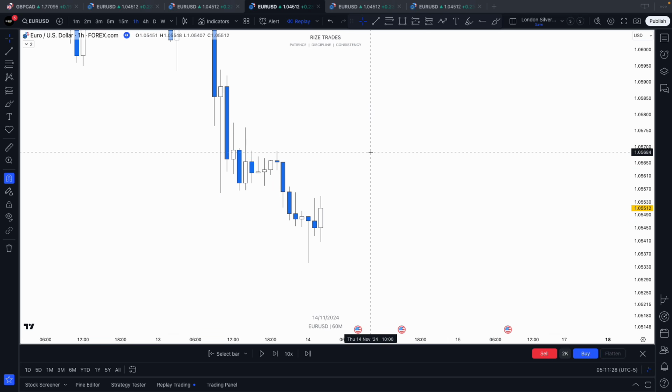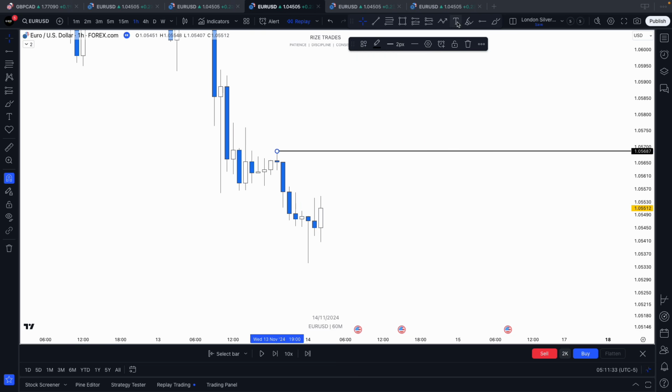So let's look at another scenario. Once again, we need to map out our market structure. So high, we can use as buy side. Low, we can use as sell side.